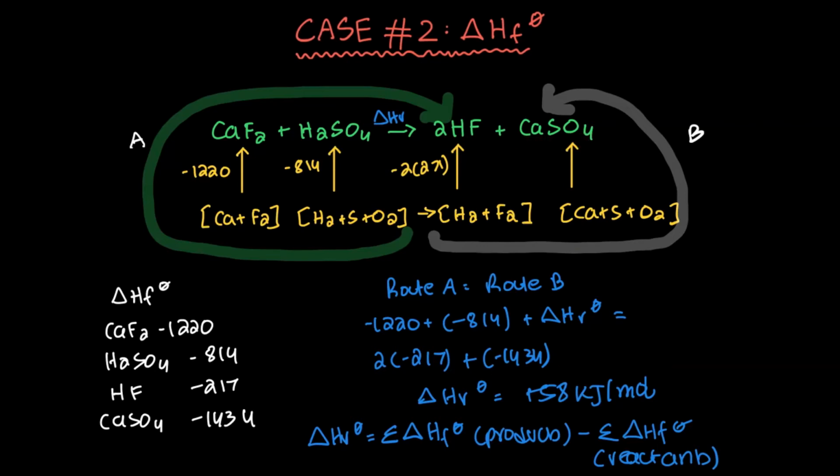Now for this, we're not using delta H of combustion because most of these reactants and products, whatever substances you have over here, don't burn as easily in oxygen. And delta H of combustion is mainly used for reactions that involve organic reactants and organic products because those can easily burn in oxygen. For this, we're going to be making use of delta H of formation. Now to form calcium fluoride, you need calcium and fluorine. And the delta H of formation is going to be minus 1220. Again, all of these are going to be in kilojoules per mole.